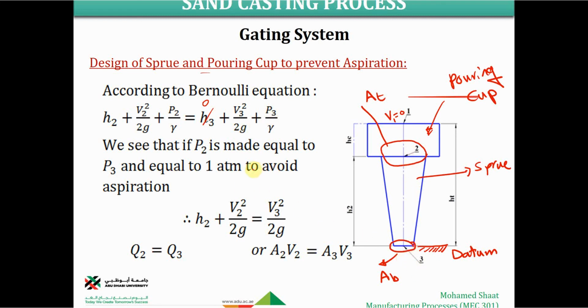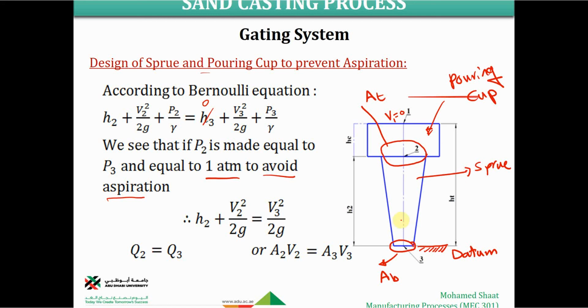Since we are interested in avoiding aspiration, the pressures P2 and P3 should both be equal to the atmospheric pressure, because we are just pouring under the action of gravity. We are not pushing or pressuring the fluid to fill the mold cavity, we are just leaving it. We are filling by gravity, as we discussed before in sand mold processing. We are filling the molten metal into the mold by the effect of gravity.